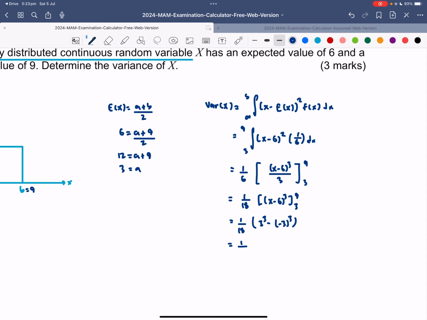So that's 1 on 18. And then 3 cubed is 27. Take negative 27 is another 27. 27 plus 27 is 54. So 54 divided by 18, which is 3. There you go. That's the variance.